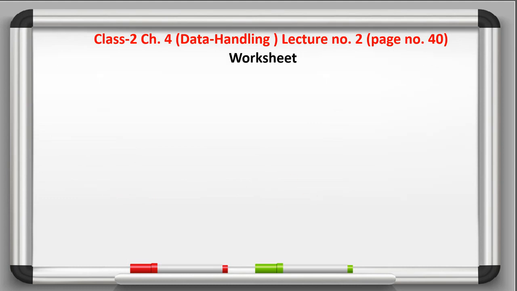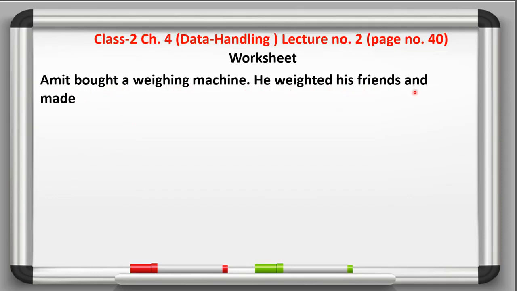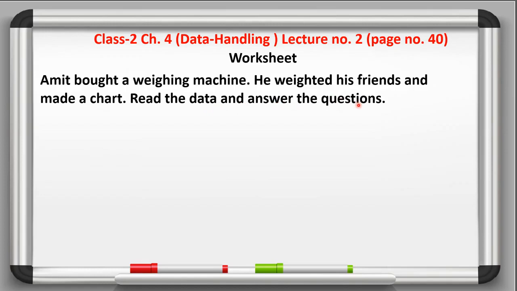Understood? Now beta we will do worksheet which is given on page number 40. Okay, so here it is given Amit bought a weighing machine. He weighted his friends and made a chart. Read the data and answer the questions. So what do you mean by it beta? Amit bought a weighing machine. अमित ने एक weighing machine खरीदी जिससे हम वजन measure करते हैं, ठीक है.